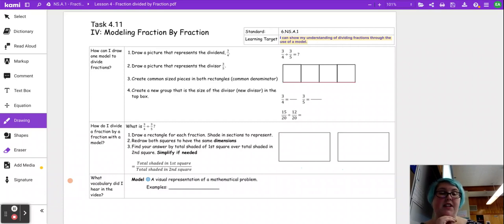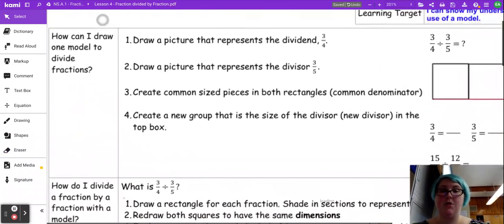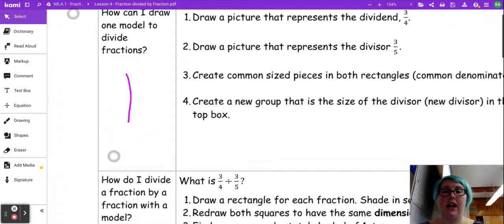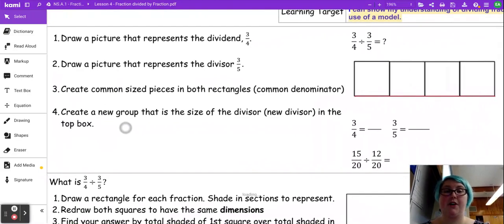I can show understanding of dividing fractions through the use of a model. We've already done integer by fraction by integer. Now, fraction by fraction. So there are two different models you'll see on here. We have one up here, the second one down here. We are going to take those one at a time, and you are going to choose the one that makes the most sense to you.